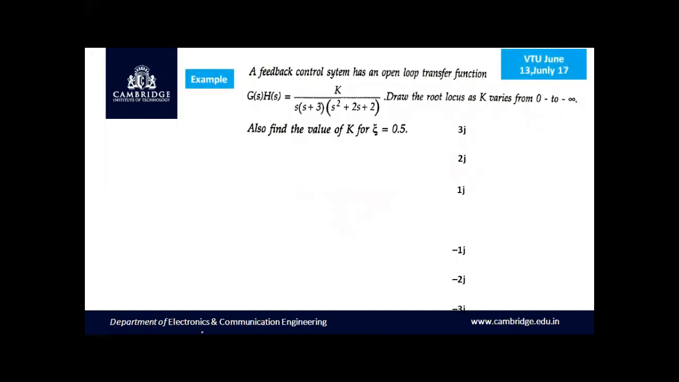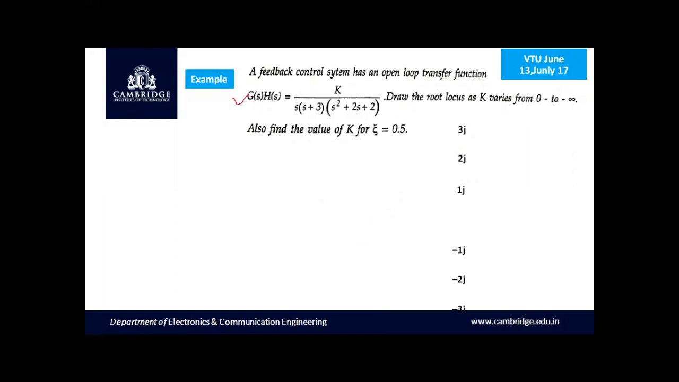You can take down this question. A feedback control system has an open loop transfer function G(s)H(s) equal to K divided by s into (s plus 3) into (s squared plus 2s plus 2). Draw the root locus as K varies from 0 to infinity, and also find the value of K for zeta equal to 0.5.